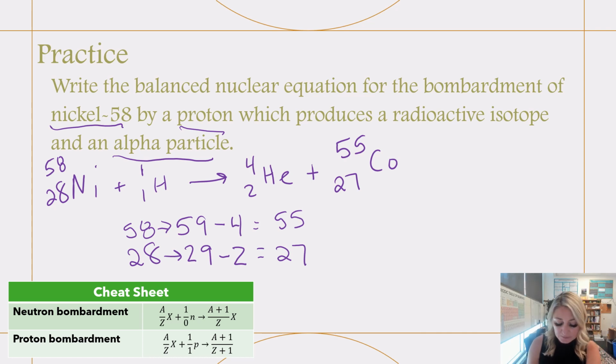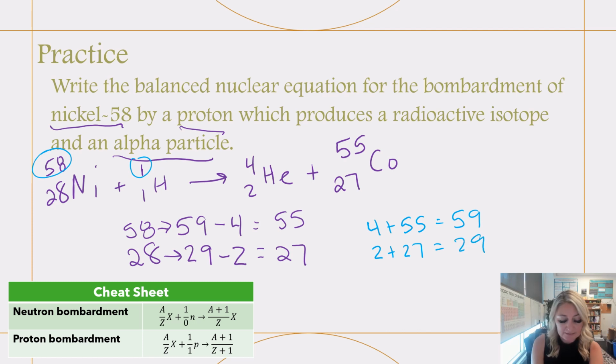Now, just to double check our work, we're going to add up the mass. So 4 plus 55 is 59. Well, that adds up over here. 58 and 1 is 59. Adding up my atomic number, 2 plus 27 is 29. Again, looking over at the reactant side, 1 plus 28 is 29. So I've accounted for everything.